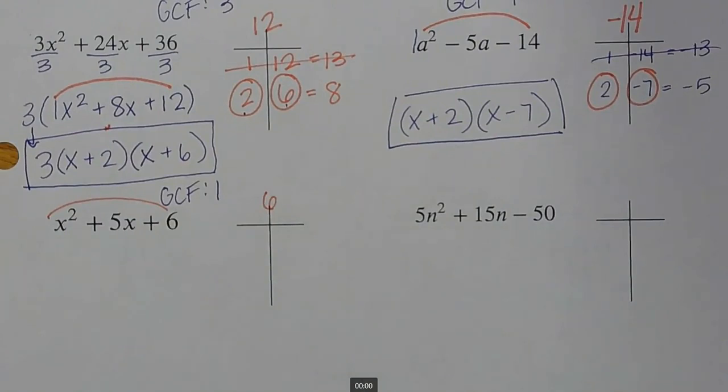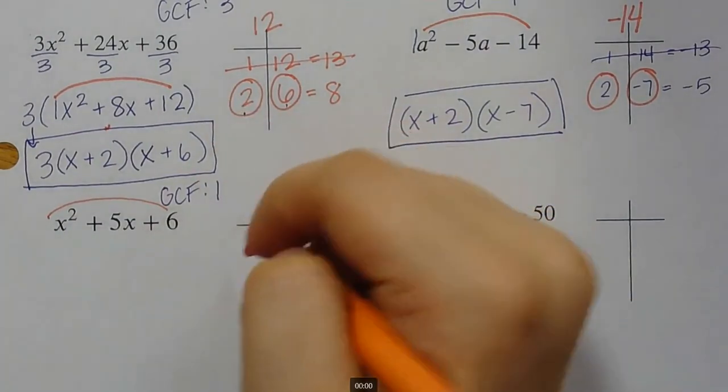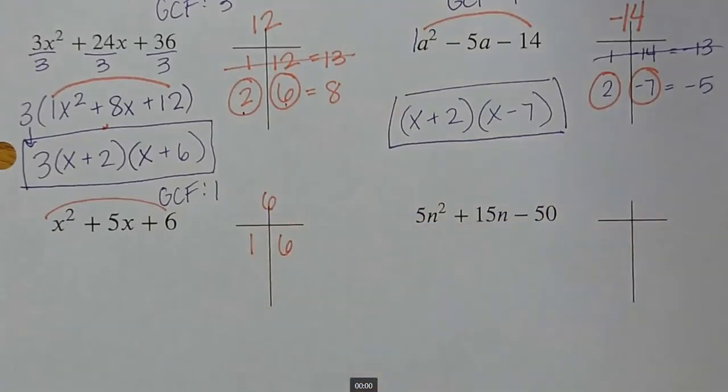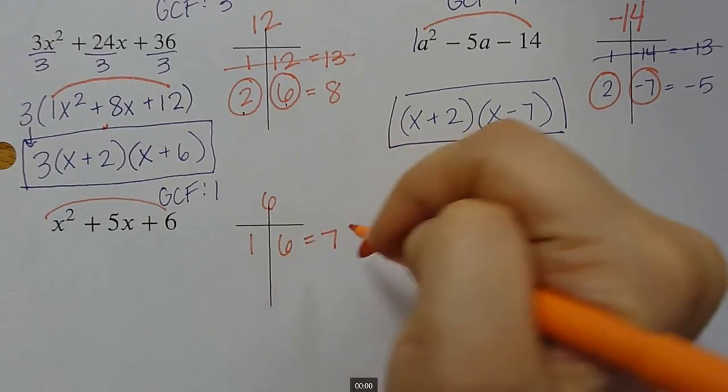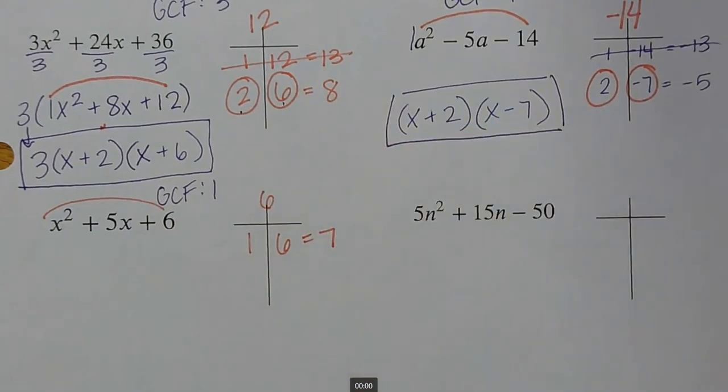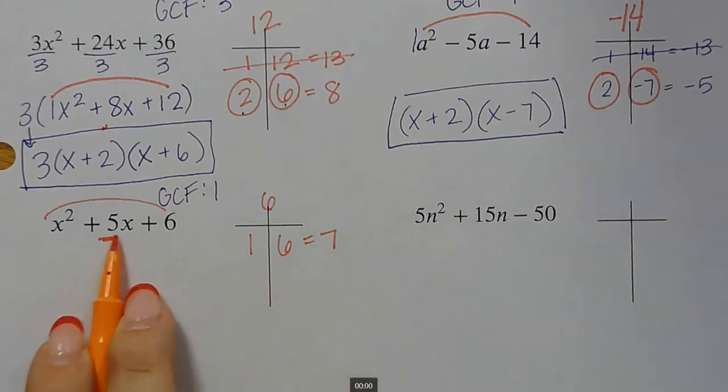So what are factors of 6? 1 and 6. 1 times 6 is 6. What's 1 plus 6? 7. Is that what I'm looking for? No. Do we all see that? Yes. Oh, I needed to add to this b value.